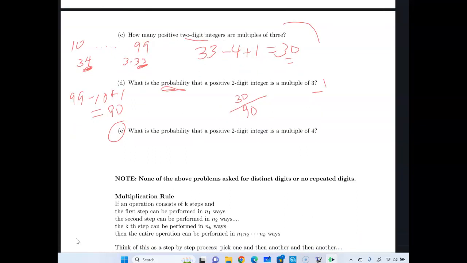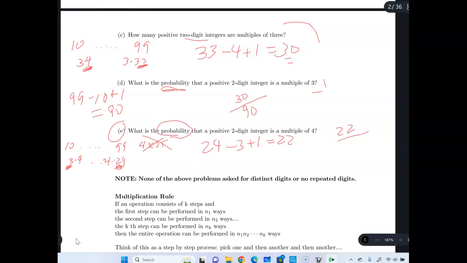So two-digit integer multiple of 4, so all the way from 10 to 99 again. So 3 times 4, and then I know I'm not going to use 4 times 25 because that gives me 100. So 4 times 24 would be the next smallest number. So I'm going to be looking at the numbers from 3 to 24. So 24 minus 3 plus 1, that gives me 22. So that's going to be the numerator of the fraction because it's asking for probability. And the denominator is 90 because that's the number of numbers.